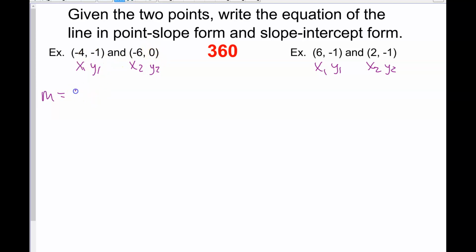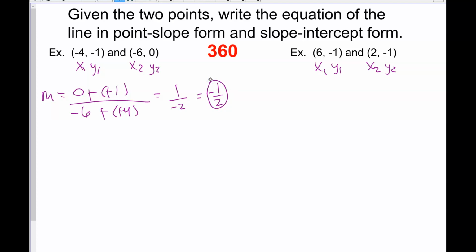So y2 minus y1, in this case it'd be 0 minus a negative 1, and then a negative 6 minus a negative 4 is what I'm looking at for my slope in this first one. I end up adding here because it's minus a negative, so this would be 1. I end up adding here as well because it's minus a negative, and that would actually be negative 2. So my slope is actually negative 1/2 in this example.